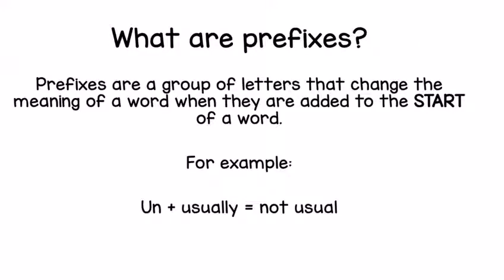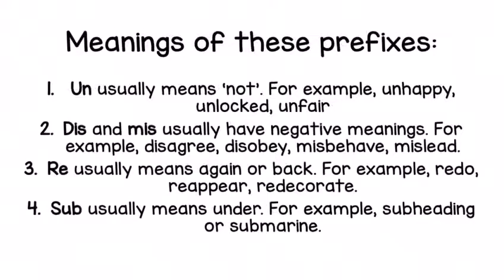So for example, if you added the prefix un to the word usually, it would turn it from something that happened a lot to something not being usual, so not happening regularly. These prefixes often have the same or similar meaning when they're added. So for example, un means not. So for example, unhappy or unlocked or unfair.